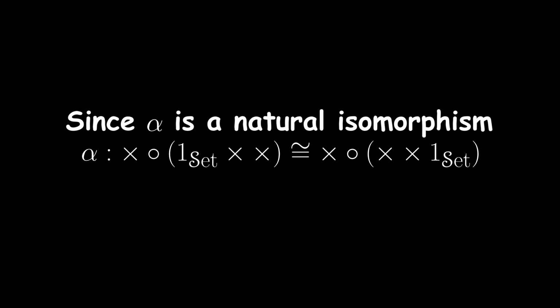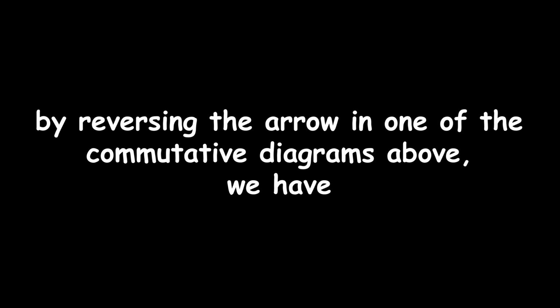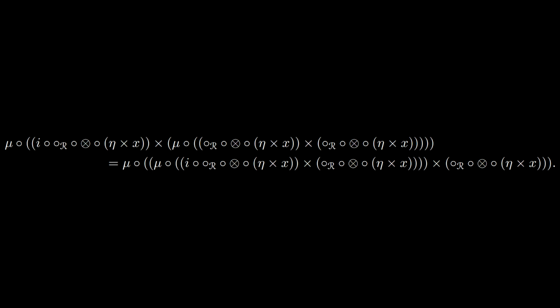Since alpha is a natural isomorphism, cross comp one set cross is isomorphic to cross comp cross one set, by reversing the arrow in one of the commutative diagrams above, we have mu comp I comp r comp tensor comp eta cross x cross mu comp r comp tensor comp eta cross x cross comp r comp tensor comp eta cross x equals mu comp I comp r comp tensor comp eta cross x cross comp r comp tensor comp eta cross x cross comp r comp tensor comp eta cross x.